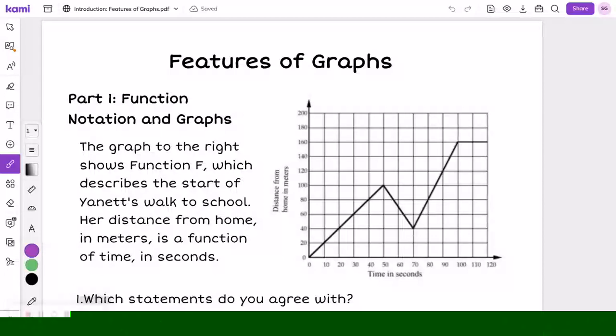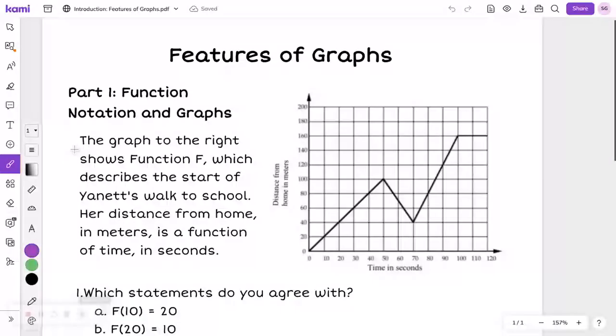Algebra students, this is our introduction video for our lesson on features of graphs. The next 3 lessons in this unit, we're really going to be focusing in on graphs of functions. And so for this introduction video, we are going to be using this graph here and the story over here that says the graph to the right shows function f, which describes the start of Janet's walk to school. Her distance from home in meters is a function of time in seconds.